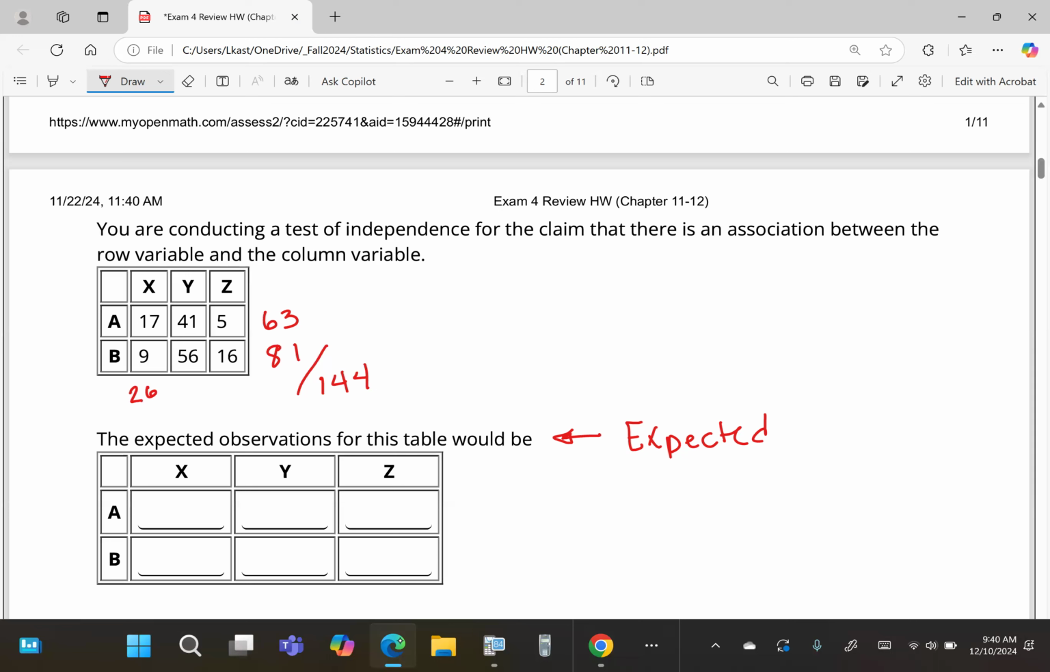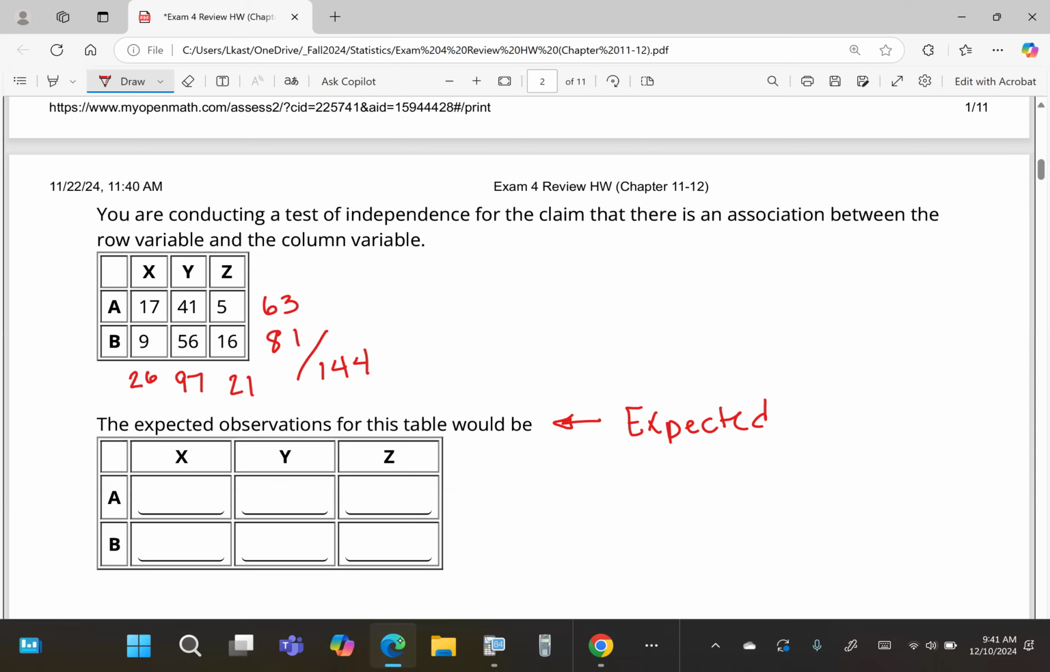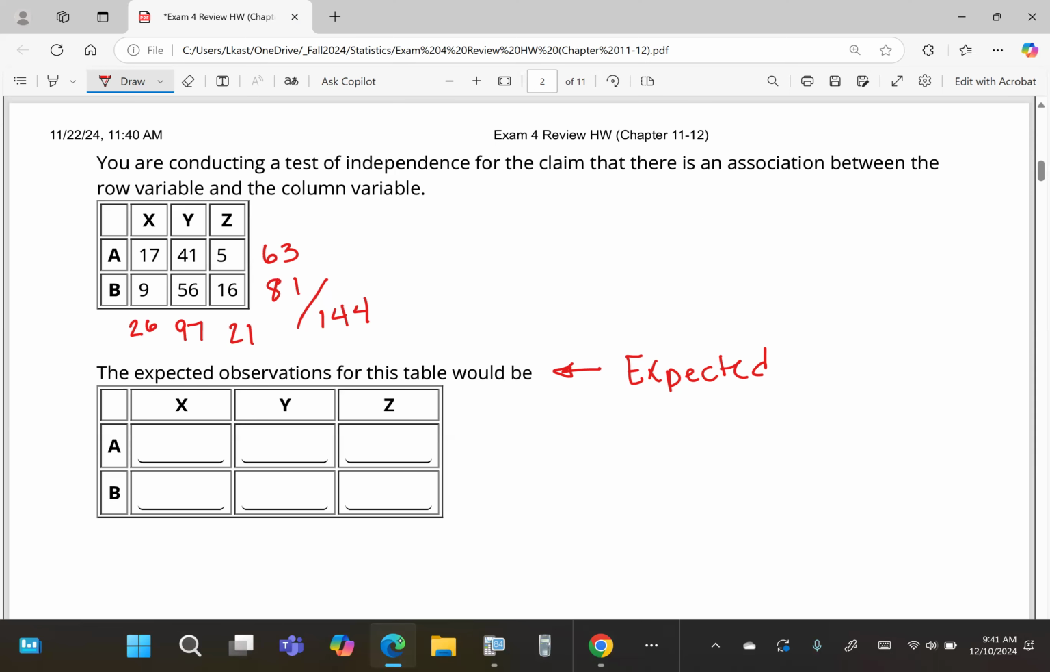And this was what, 7 and 97? And Z is what, 21? So 21 plus 97 plus 26 should be 144. So once I have the row totals and the column totals, I can go put the observed matrix in, and I can put the expected matrix in. And being the lazy slob that I am, I'm going to let my calculator calculate the expected values.